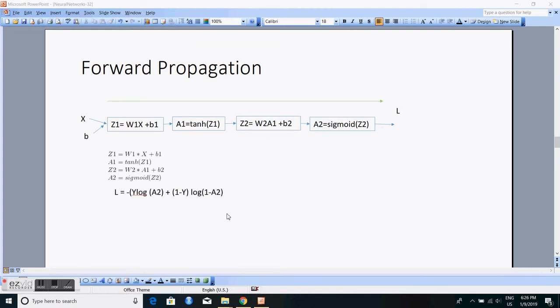Now forward propagation, as I said, what does a neural network do? We have to see how we can reduce the cost at the output by varying the weights on the input. This is done by a process of gradient descent.